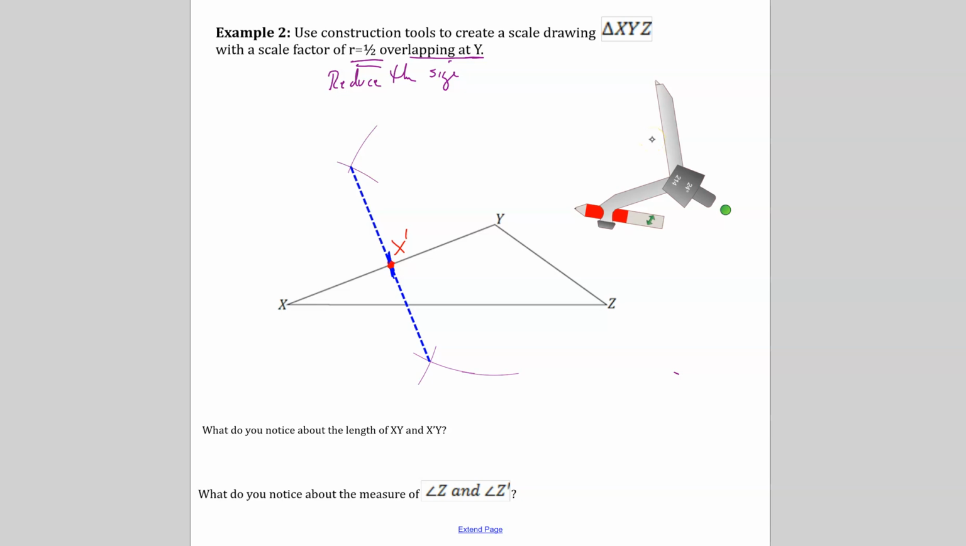All right, so let's do that again. I know it's something we haven't done in a while, that perpendicular bisector, so let's make sure that we can do it with no problems. We're going to do the same thing and repeat this process for Z.